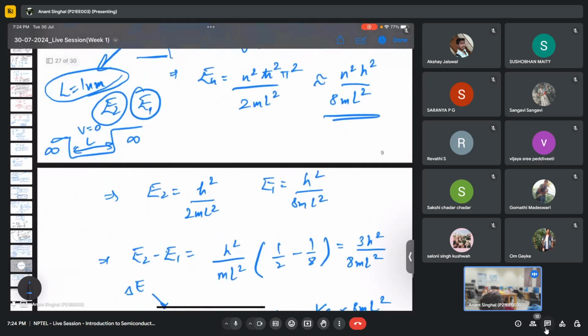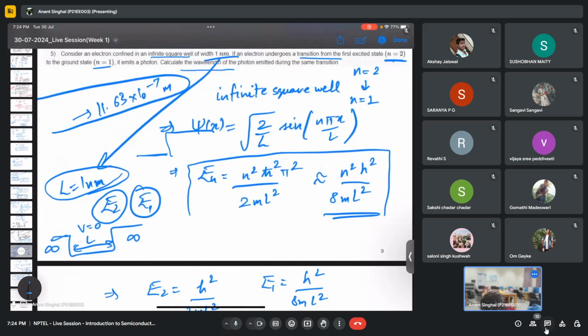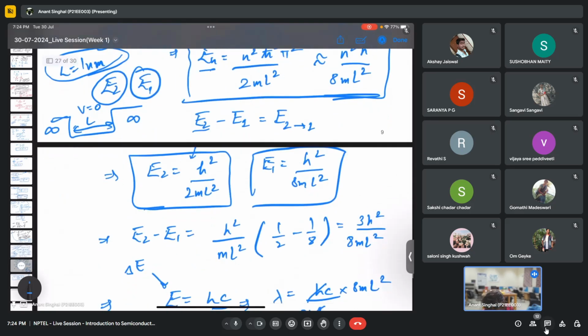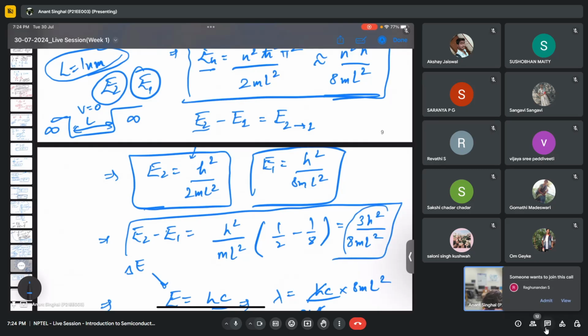We know that the energy is quantized for the infinite potential well, and we can calculate the energy at second and the energy at first. This will be the energy coming out for the electron going from the second energy level to the first energy level, or the ground state. So E2, if we keep n equals 2, will be 4 times h square by 8 m L square. If we keep n equals 1, this will be E1. The change in the energy will be the transition energy, which I've calculated as 3h square by 8 m L square.